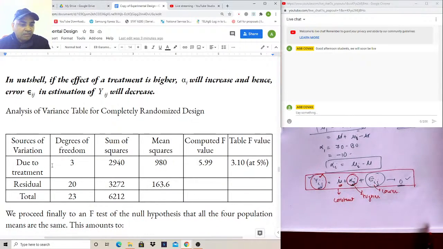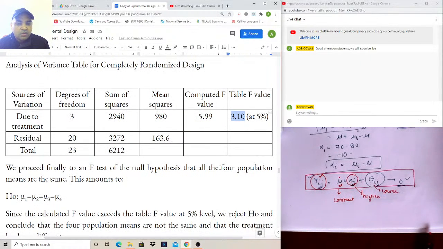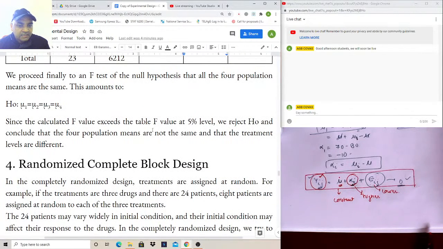So when we develop this ANOVA, I am not discussing it over here. Due to treatment, these are the degrees of freedom. Sum of squares we have discussed in our previous lecture. So these are the mean squares and this is the F value, and F value at the 5% level is 3.10. Because this F value is greater than this table F value, we proceed finally. Since the F value exceeds the table value, we reject the null hypothesis and conclude that the four population means are not the same and the treatment levels are different.